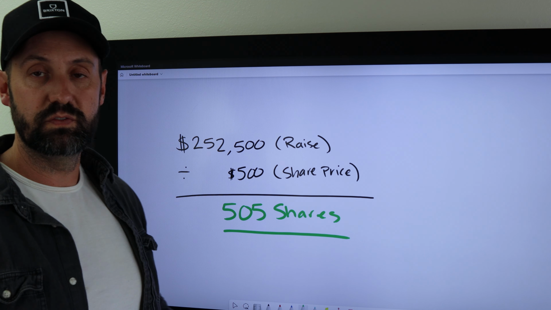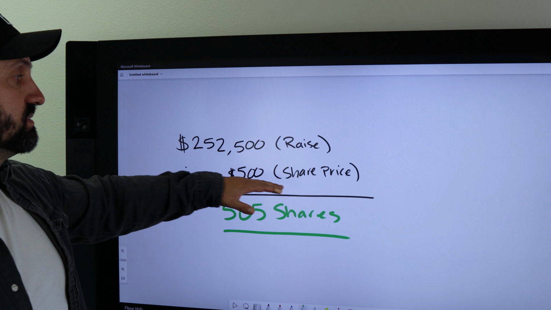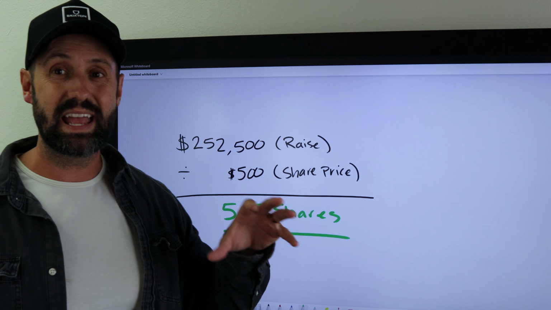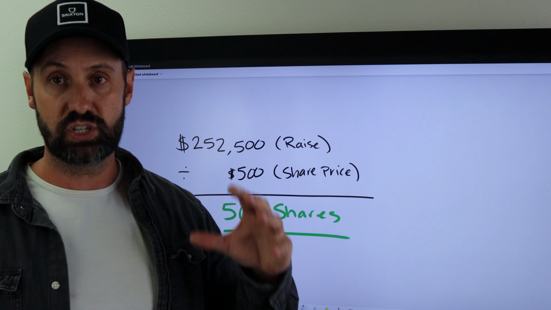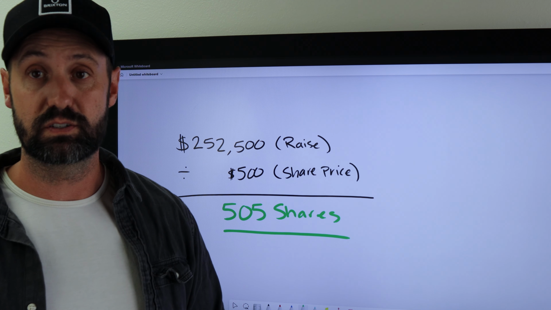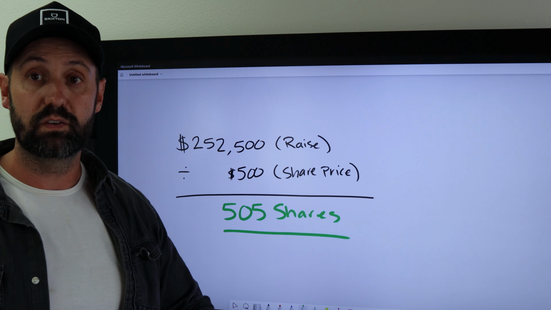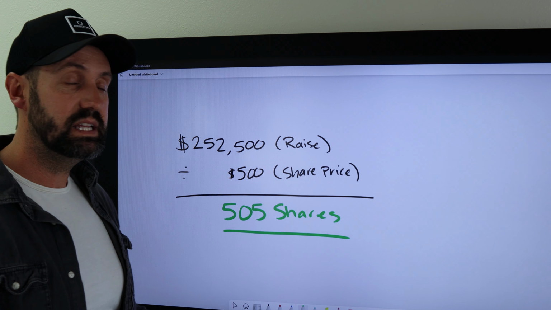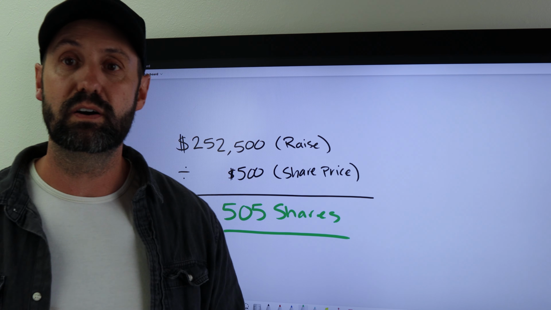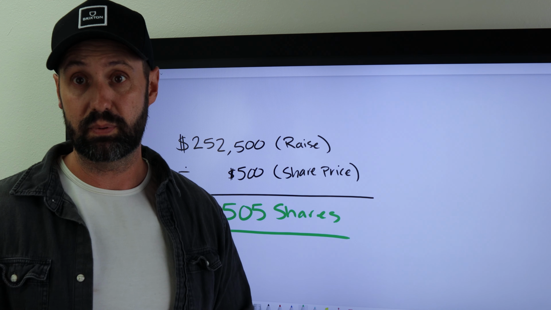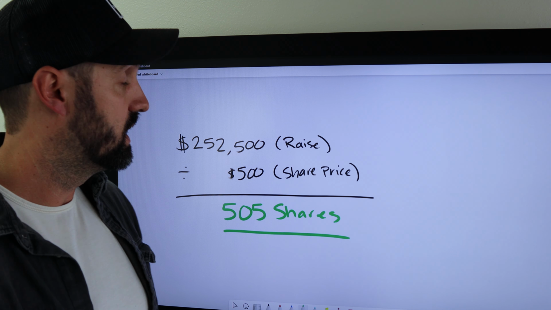We take that $252,000 and essentially we divide that by the share price. On average, we're looking to sell shares at $500. Sometimes it will be more or less, but that's on average what we would like to offer our shares out to. That means in total, we'll have 505 shares per property, or on average per this property, based off of that purchase price.